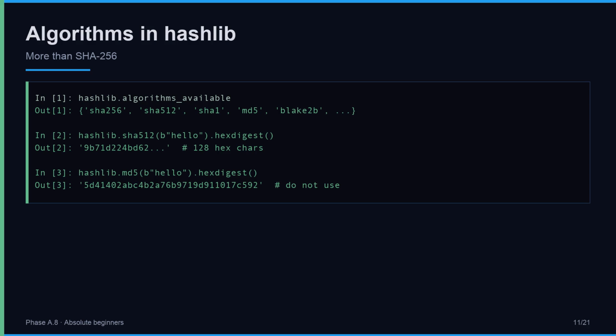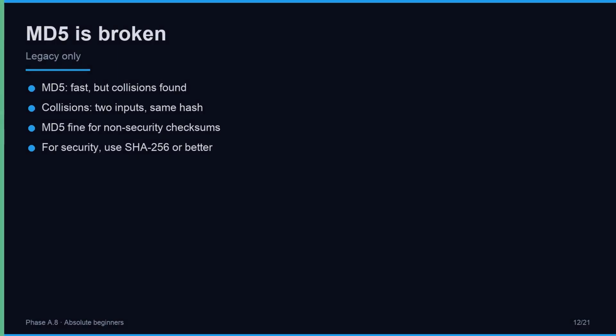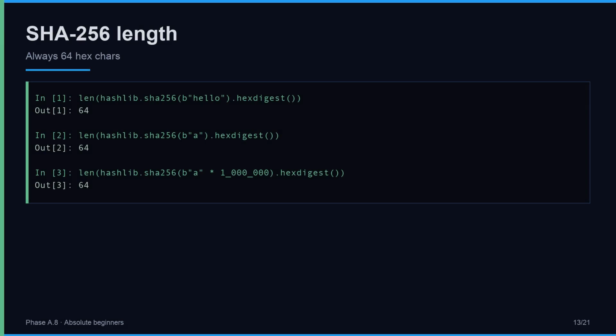Many algorithms exist. A word on MD5. It is still in Python because the world has decades of old files hashed with MD5, and you may need to read them. But MD5 is broken for security purposes. Researchers can craft two different inputs that produce the same MD5 hash. This is called a collision. So MD5 is fine as a quick checksum to detect accidental corruption. It is not safe against an attacker who wants to forge data. For anything security related, use SHA-256 or a stronger family. MD5 is legacy only.